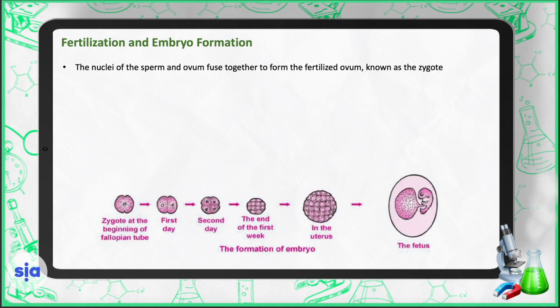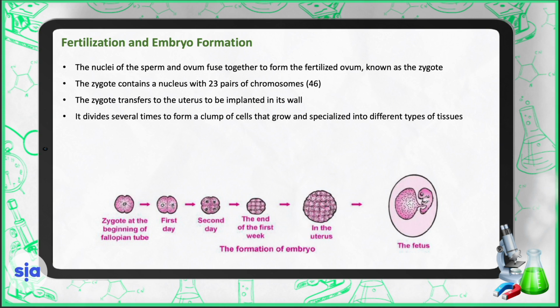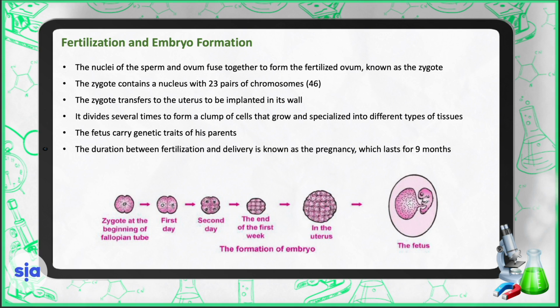The nuclei of the sperm and the ovum fuse together to form the fertilized ovum, known as the zygote. The zygote contains a nucleus with 23 pairs of chromosomes, 23 from the male parent and 23 from the female parent. The total is 46 chromosomes. The zygote transfers to the uterus to be implanted in its wall. It divides several times to form a clump of cells that grow and specialize into different types of tissue. The fetus carries genetic traits of his parents. The duration between fertilization and the delivery is known as the pregnancy, which lasts for 9 months.